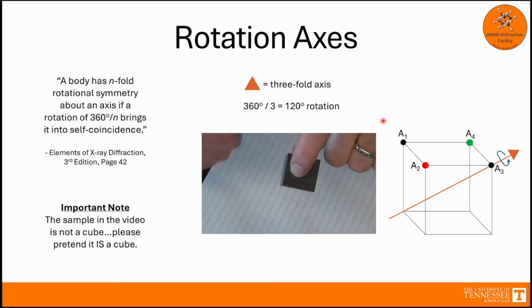Let's look now at a threefold axis that's indicated by a triangle. 360 degrees divided by 3 is a 120 degree rotation. So let's go ahead and watch the video.